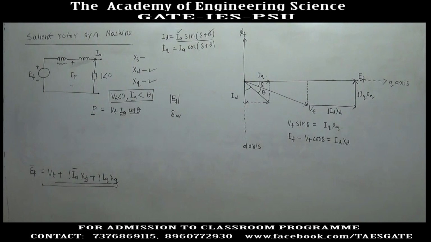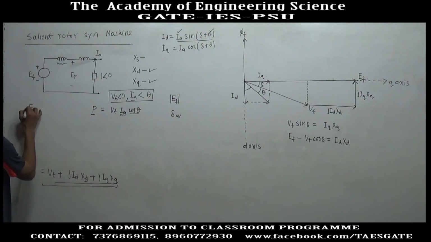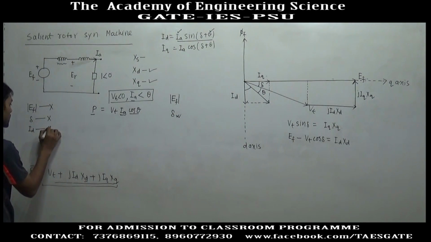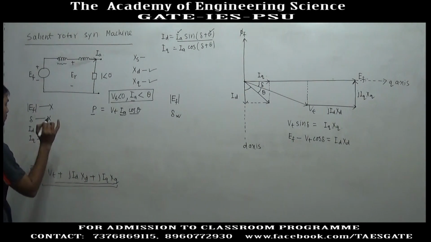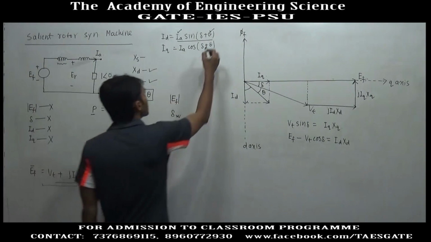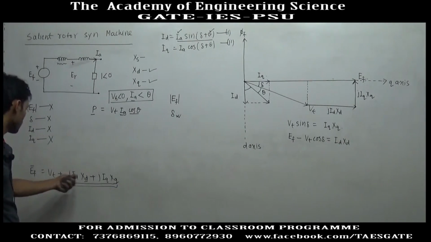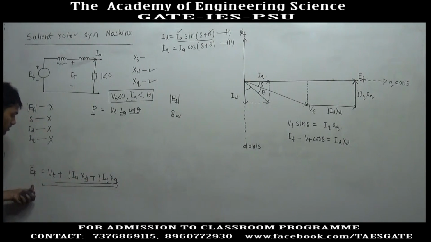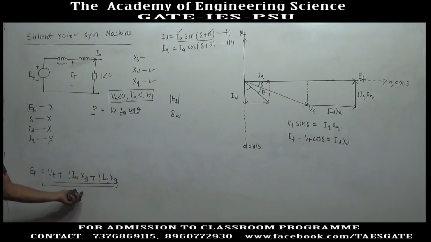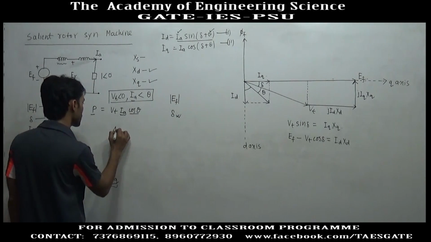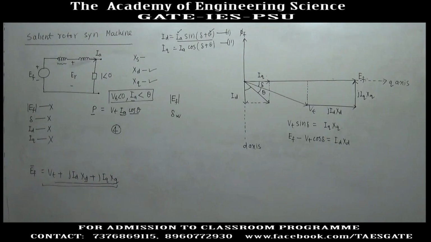But if we count, we don't know the magnitude of EF, this is unknown, delta is unknown, we don't know Id, and we don't know Iq. We have 4 unknowns. We have 2 equations, and this is a complex equation. So in the complex equation, with the help of the real part or imaginary part, you can make 2 equations. So we have 2 equations here and 2 equations here. So in total we have 4 equations and 4 unknowns. So with the help of 4 equations, 4 unknowns can be calculated.